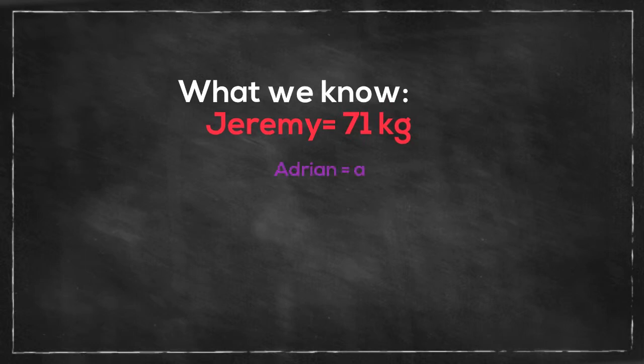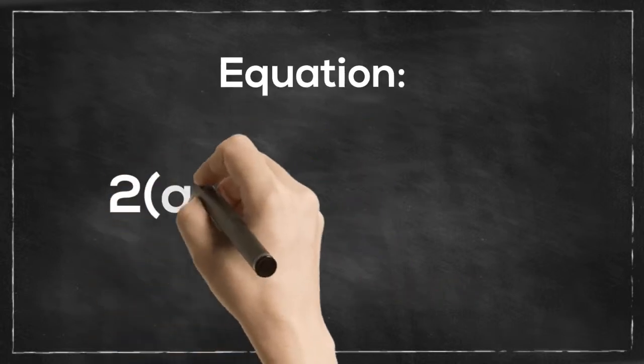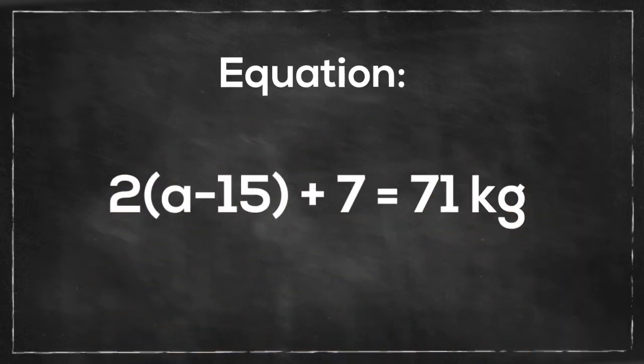Let's take a look at what we already know. We know that Jeremy is equal to 2 times (A minus 15) plus 7. We also know that Jeremy weighs 71 kilograms. To solve for A, we need to put those two together: 2 times (A minus 15) plus 7 is equal to 71 kilograms. And now the fun part. We get to solve the equation.